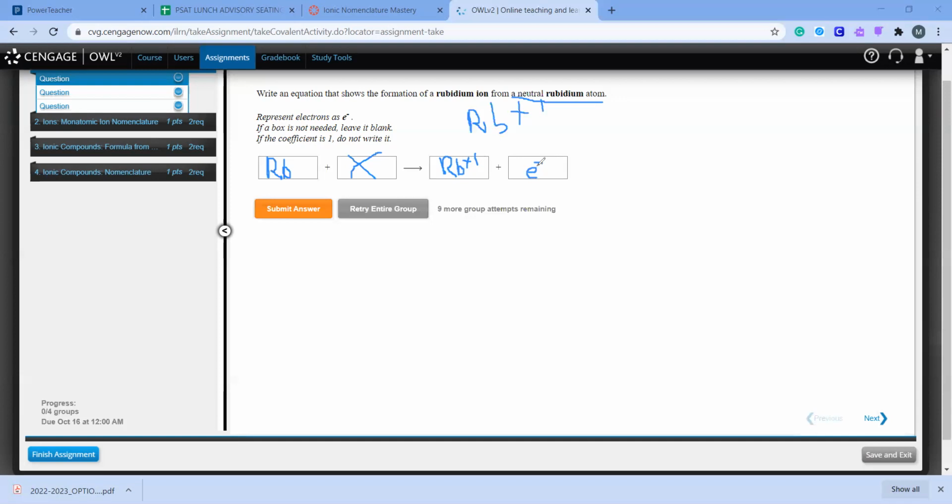So that's what happened. Rubidium was an atom, like we said right here, and then it lost an electron and became this cation. Okay, so that's how you would do that, and that's sort of what we're talking about. And so when you look at questions like this, you can see the same thing.